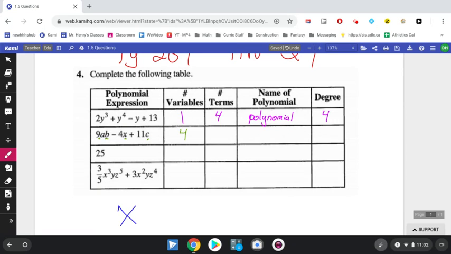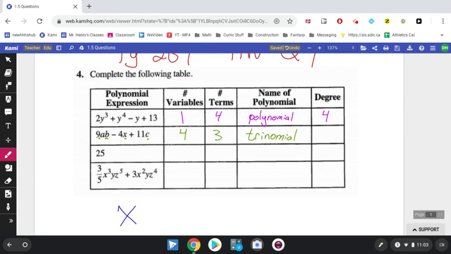My number of terms, well, the number of terms, you don't care about your variables. I have 11c, that's a term. Negative 4x, that's a term. 9ab, that's a term. I only have 3 terms. And the special name for 3 terms is a trinomial.